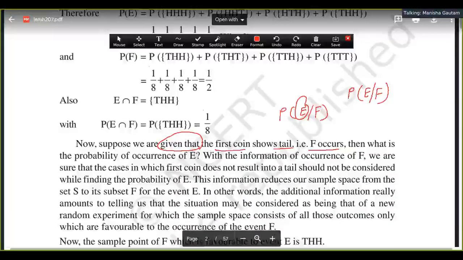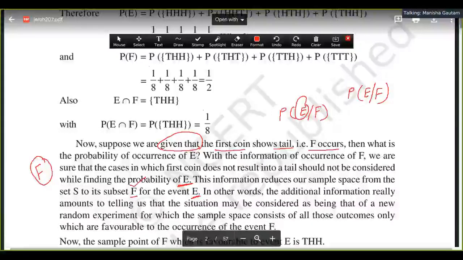Now what is the meaning of this? With the information of the occurrence of F, we are sure that the cases in which the first coin does not result in a tail should not be considered while finding the probability of E. It means for E, you have to take the sample space F instead of S. This information reduces our sample space from the set S to its subset F for the event E.